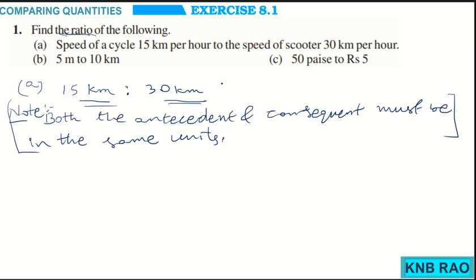Now here kilometer will get cancelled. So 15 is to 30 is 1 is to 2 is the answer.